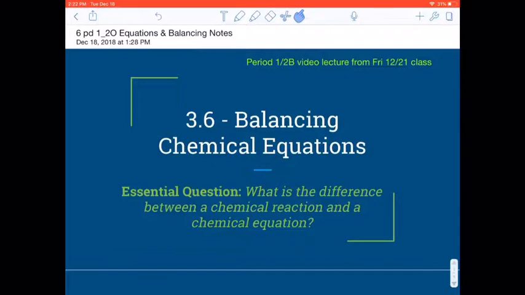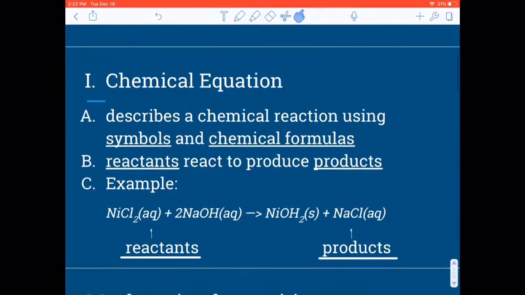A chemical equation is just how we communicate a chemical reaction. So it's a shorthand way of writing it. We use symbols and chemical formulas, and it shows us that the reactants on the left side are producing the products which are on the right side of the arrow. So this is an example of a chemical equation. These guys here are the reactants, so we have nickel 2 chloride and sodium hydroxide. And then the products on the right, we have nickel 2 hydroxide and sodium chloride.